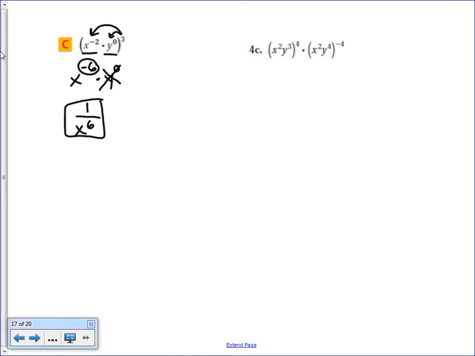So that's a simplified form. For C, it's kind of like we have two of these problems in one. They're separated by a multiplication sign right here. So we're going to evaluate this and this first. We're going to simplify those.